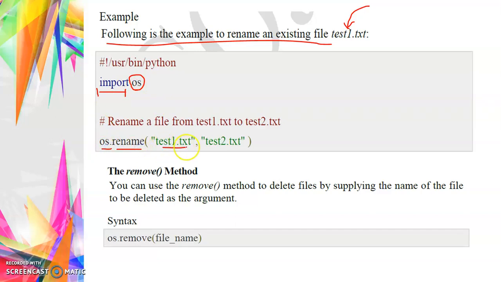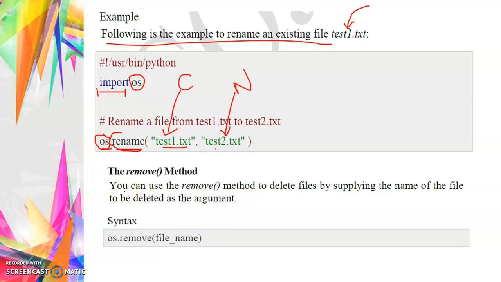test1.txt comma test2.txt. In this rename method there are two parameters: one is the current file name and another one is the new file name, right? These are the two parameters present in the rename method followed by the OS module, right? Next one, the same thing will happen in the remove method.